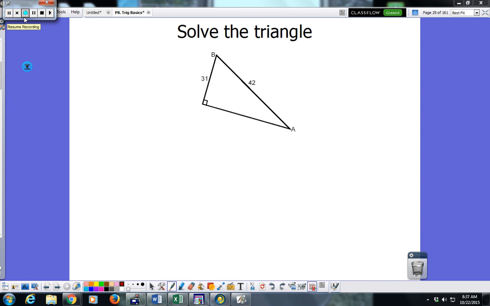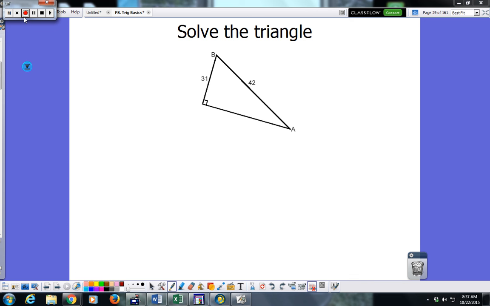If I ask you to solve a triangle, now we're putting it all together. Find everything is all I'm asking you to do here. So you're given one side length is 31, the hypotenuse is 42. We don't have the other side length. Well, let's find the angles first, because I can very easily find the angles with what I'm given. It doesn't matter which one you start with.